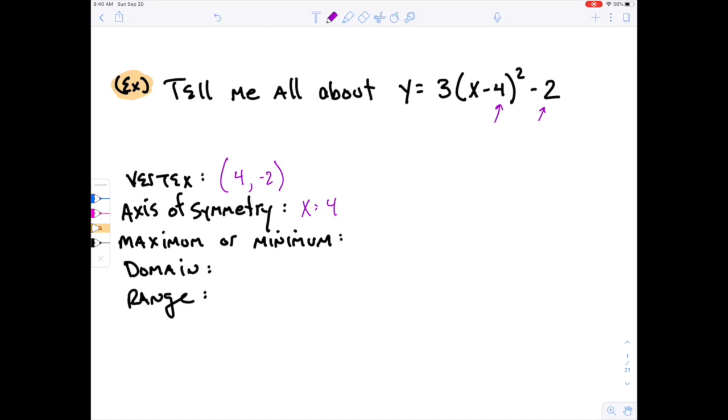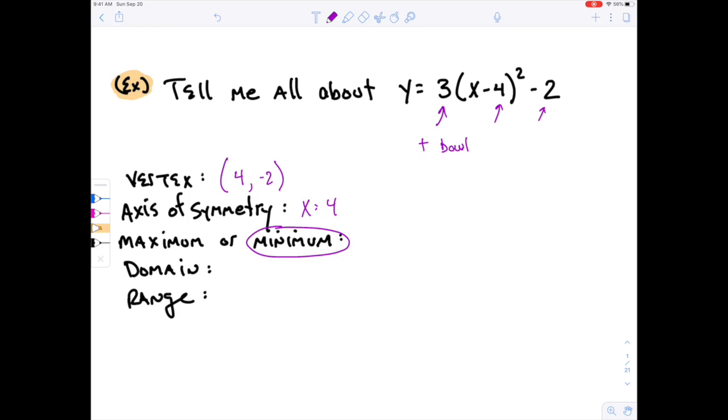The next is going to be maximum or minimum. Now this number is positive. It's positive 3, but it's positive. That means it's going to look like a bowl. It's going to have a vertex at the bottom and it's going to open up, which means that vertex at the bottom is the minimum.